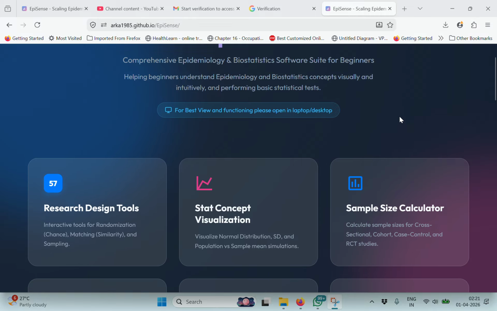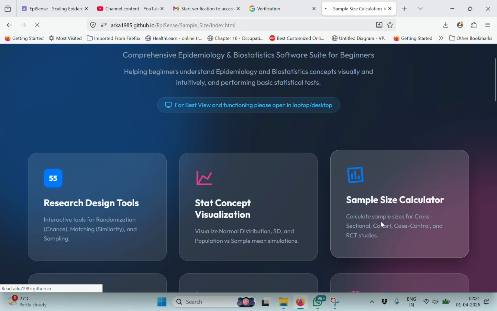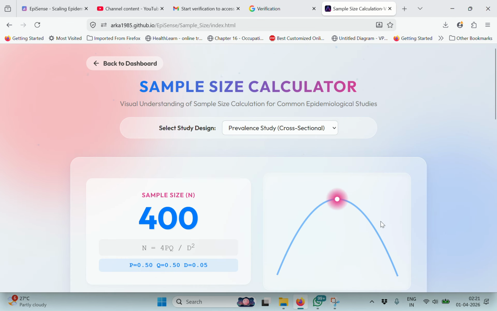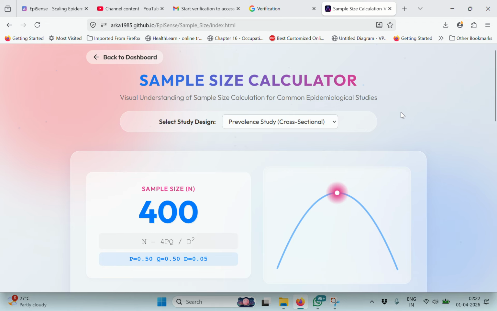So, in the first and second module, we have described the research design tools and statistical concept visualization. In the third module, I'm going to discuss the sample size calculators. So the third module is the sample size calculator. Here it is clean and nicely oriented.